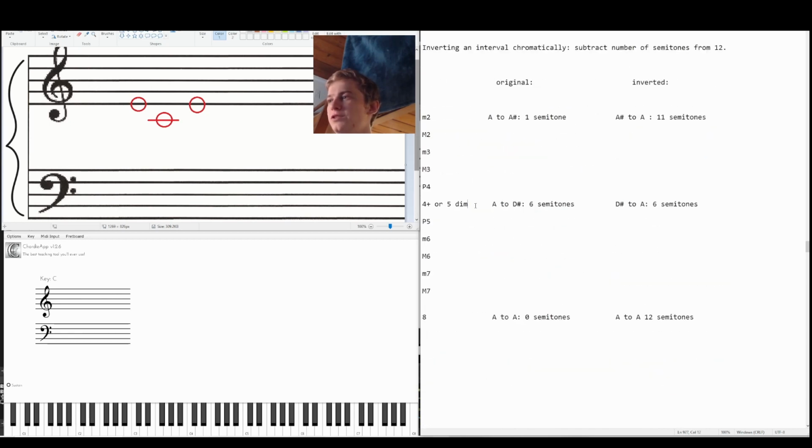So next I move on to the augmented fourth or the diminished fifth, which actually share the same amount of 6 semitones. And this is because this is splitting the octave. So you have 12 semitones, and in the middle of that you have 6. So if you invert an A to a D sharp, you get D sharp to A, and no matter which way you count that, you get 6 semitones. Okay? Then I did the A to A, which is again the 0 semitones, and then I did the A to A sharp, which is the 12 semitones.